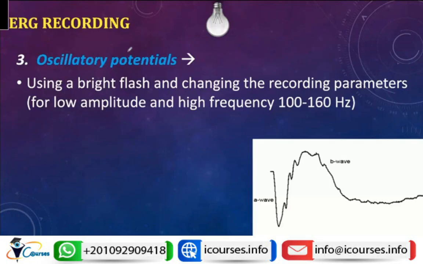Next is the ERG recording of the oscillatory potentials. We can change the parameters of the device in order to record these oscillatory waves. These are called oscillatory potentials, which have a low amplitude and higher frequency, so by using a bright flash and changing the recording parameters, we can detect these oscillatory potentials.